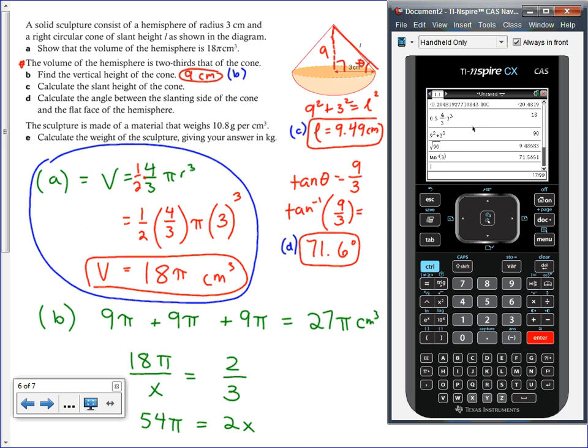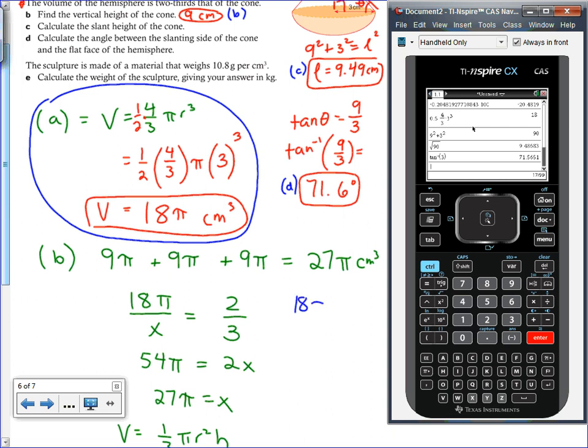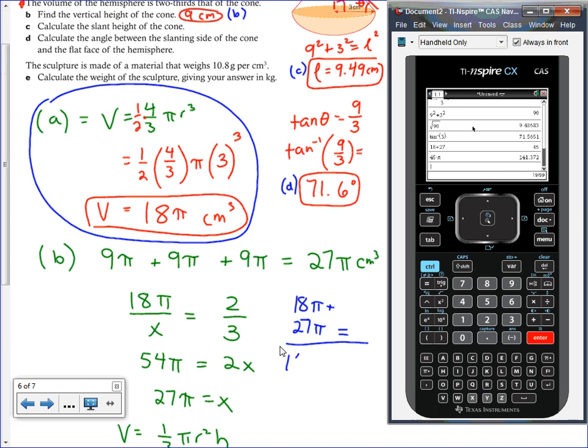We have 18 pi for the hemisphere, we have 27 pi for the cone, so adding together 18 pi plus 27 pi, and this time I'm actually going to involve the pi. 18 plus 27 is 45 multiplied by pi. Get this to a decimal answer, so approximately 141.372 is how many centimeters cubed this thing is altogether, right? And it weighs 10.8 per each one of those, so I can multiply this by 10.8 grams.